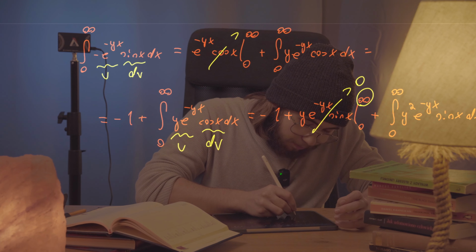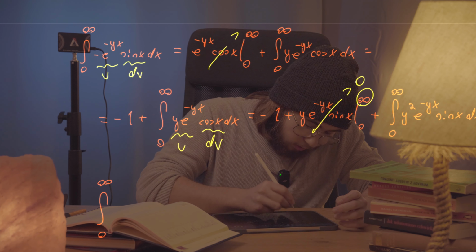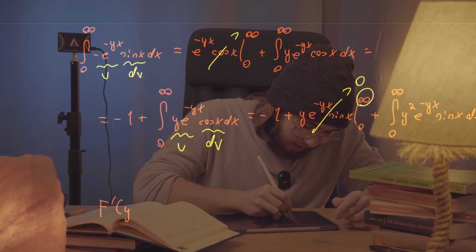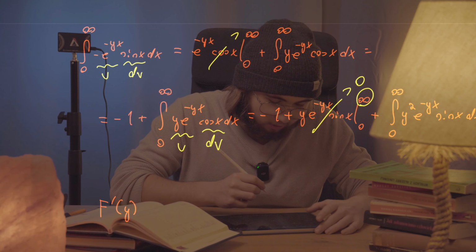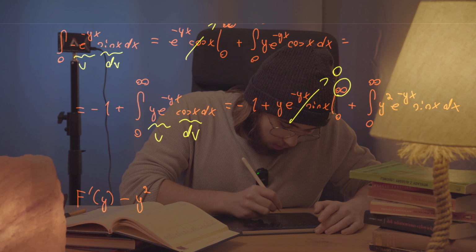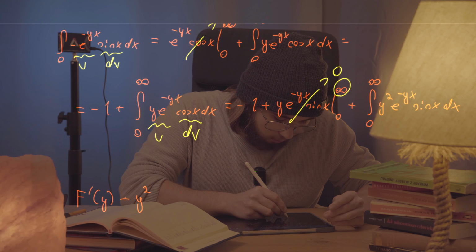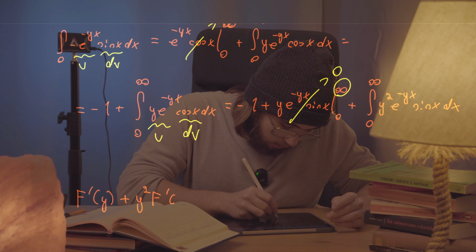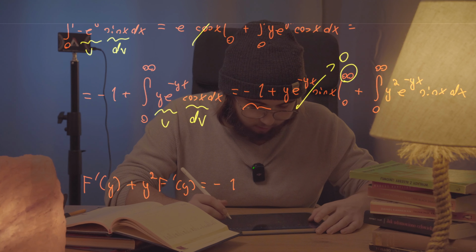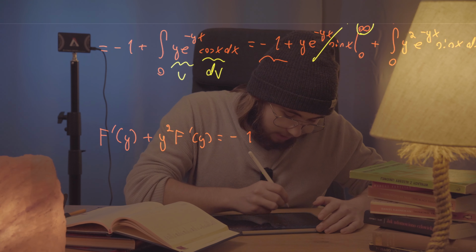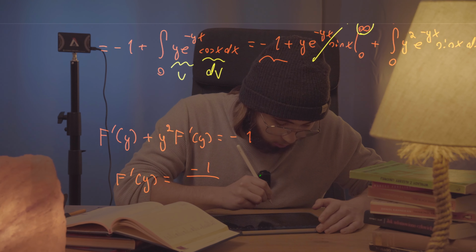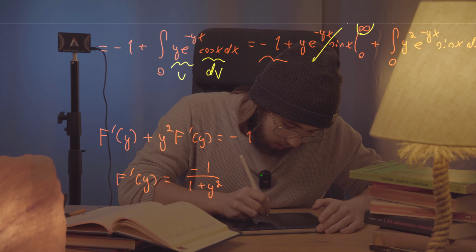So we will get that the integral from 0 to infinity, which I will write as f prime of y, because this is exactly what that integral was equal to, plus y squared f prime of y is equal to negative 1, the only thing that was left over. And so by this, we get that our f prime of y is equal to negative 1 all over 1 plus y squared.